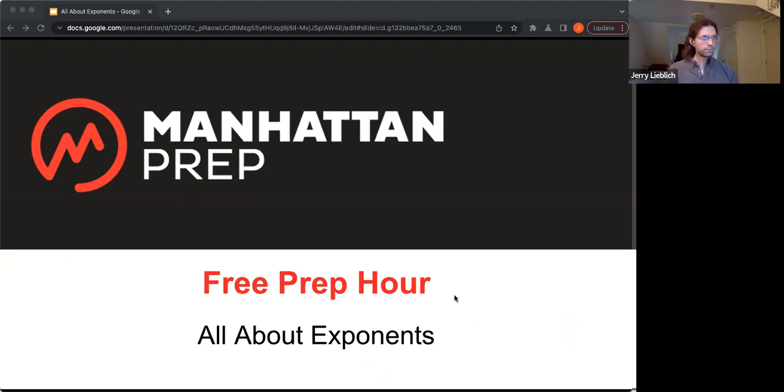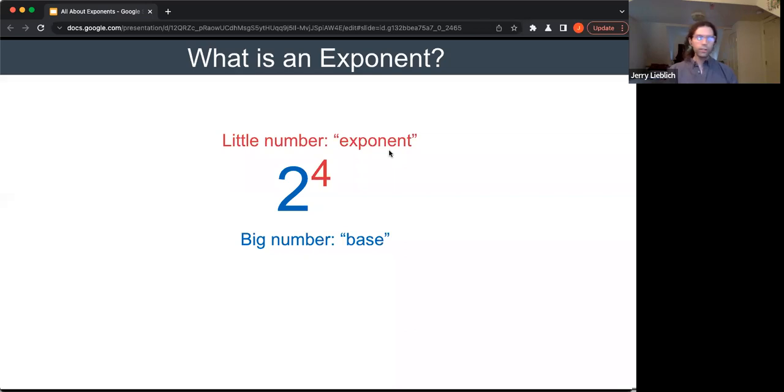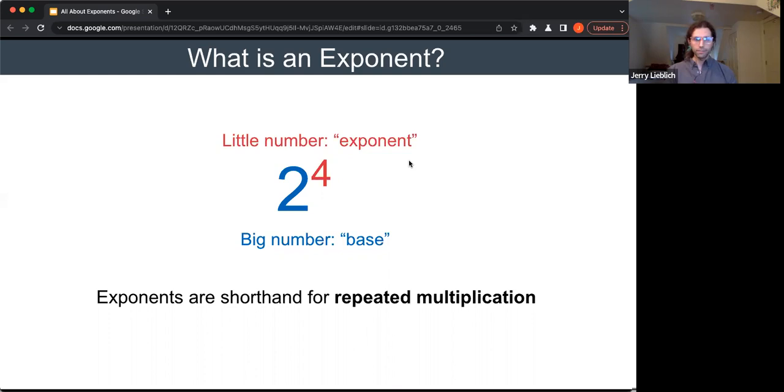what's an exponent? Well, when we're looking at an exponent, we've got something that looks like this. We've got a big number and a small number, and just some words I'm going to be using today. The big number is the base, and the little number is the exponent. And what's important to keep in mind is exponents are a form of shorthand, and they're shorthand for repeated multiplication. So it's easier to write this than to write it as it is expanded out: 2 times 2 times 2 times 2. But that's all it is.